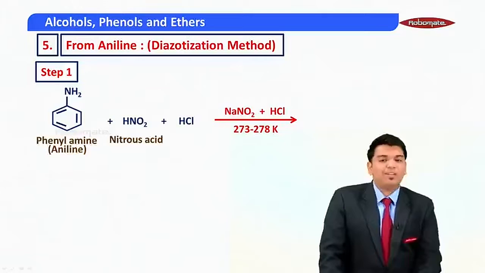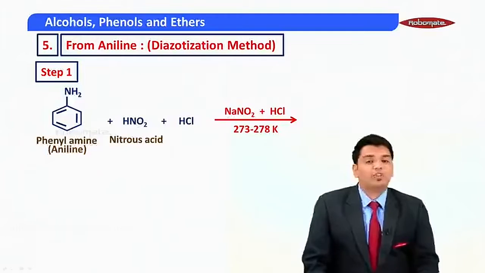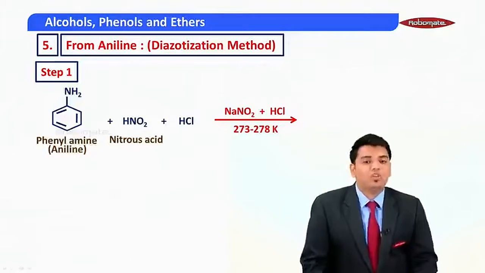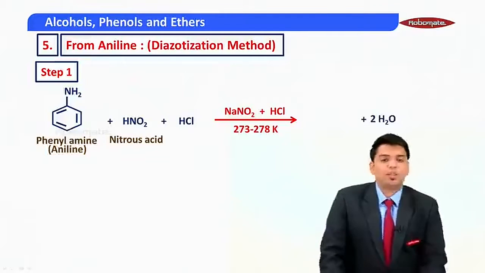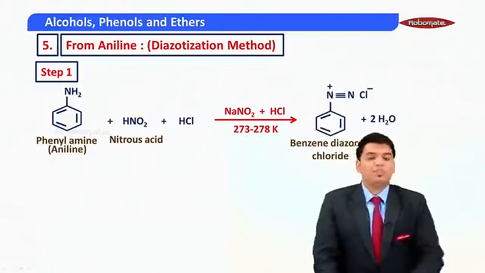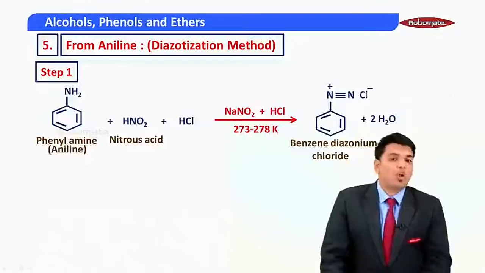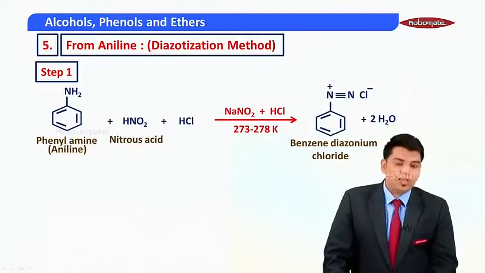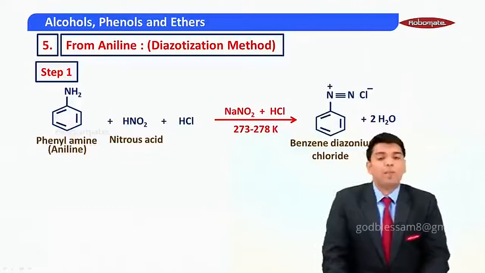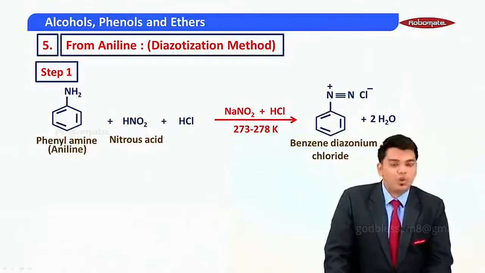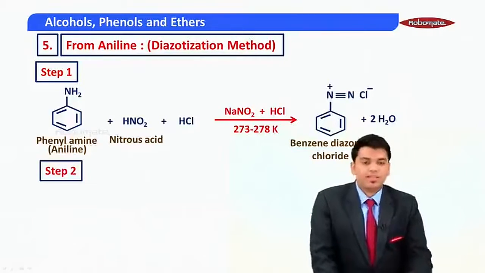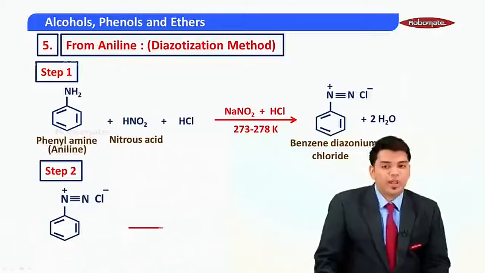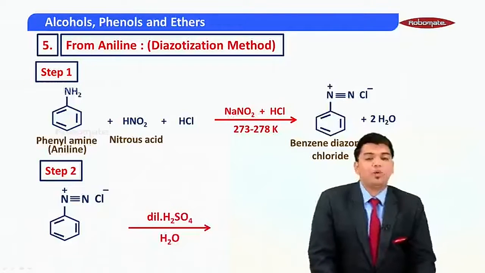Here the reaction that takes place is called diazotization. That means a diazo group is produced. So what is the diazo group? The N2 group is called the diazo group, and the product that we get is called benzene diazonium chloride. In the second step, we take this benzene diazonium chloride and treat it with dilute H2SO4.